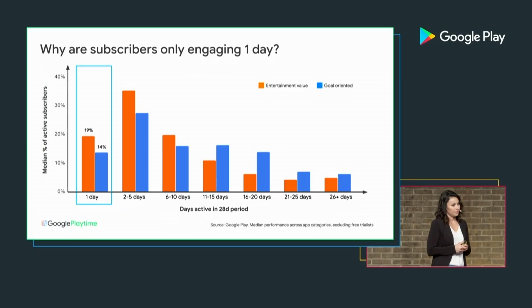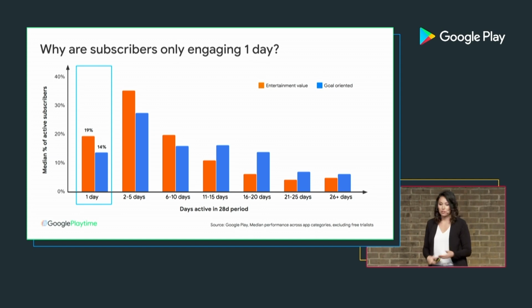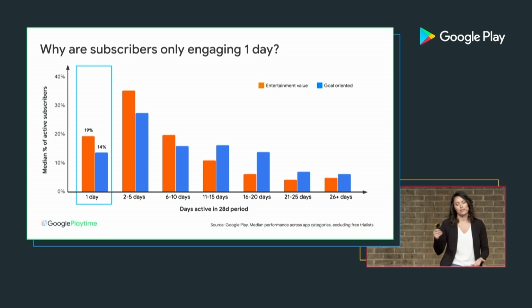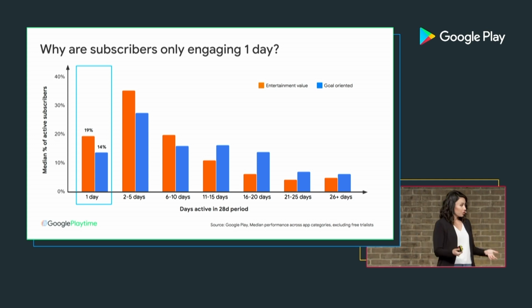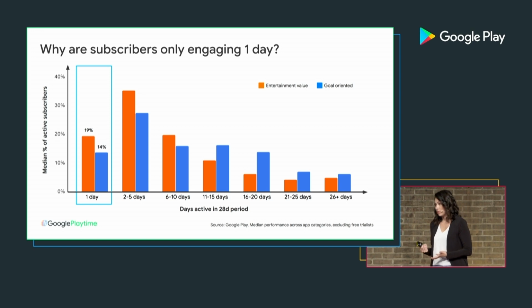Now, there's one last thing that I want to circle back on. Why is almost 20% of the subscribing population only engaging one day? Now, we have seen that the low engagement thresholds are impacted by things like use case, return mechanics, and subscription offering. But generally speaking, low subscriber engagement can be an indicator for low subscriber retention.